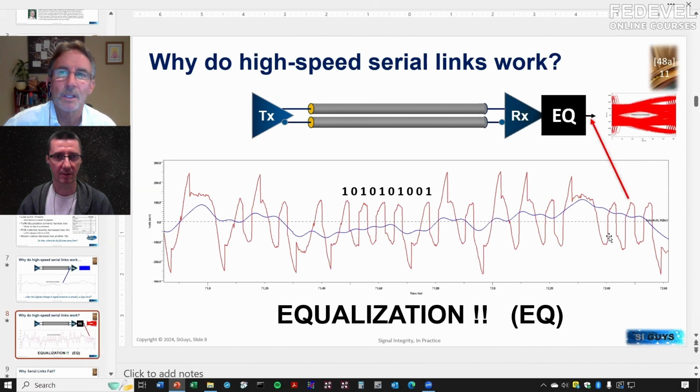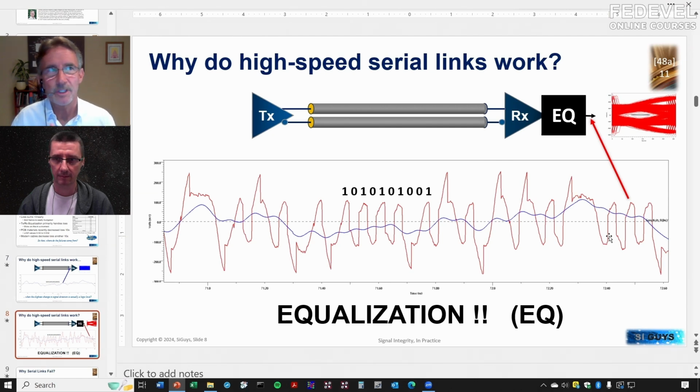Okay, I have a couple of questions. First, is this equalization always the same, or are there different algorithms, and how do you include a specific algorithm in the simulation? That's a great question, by the way.